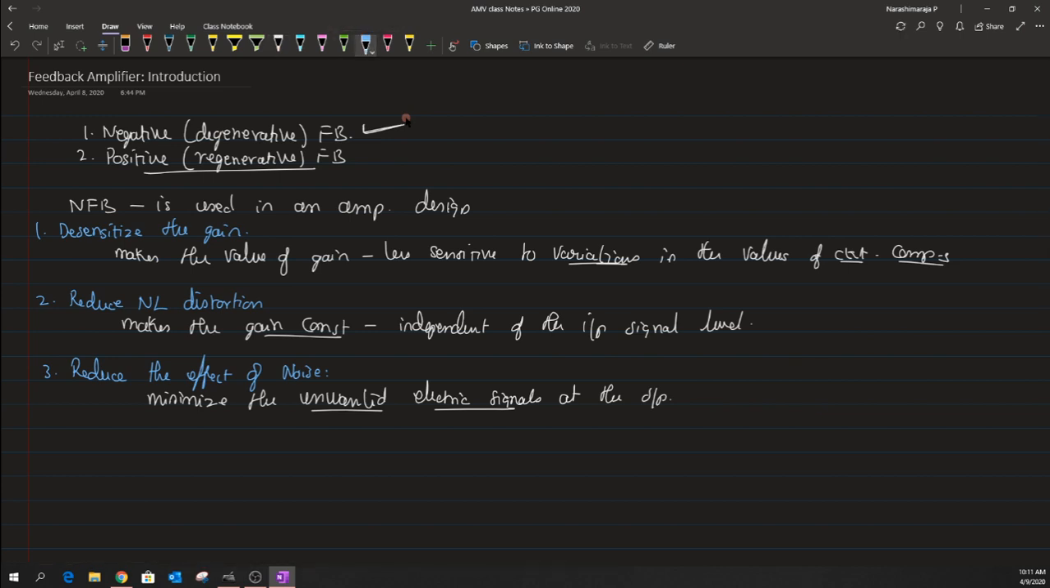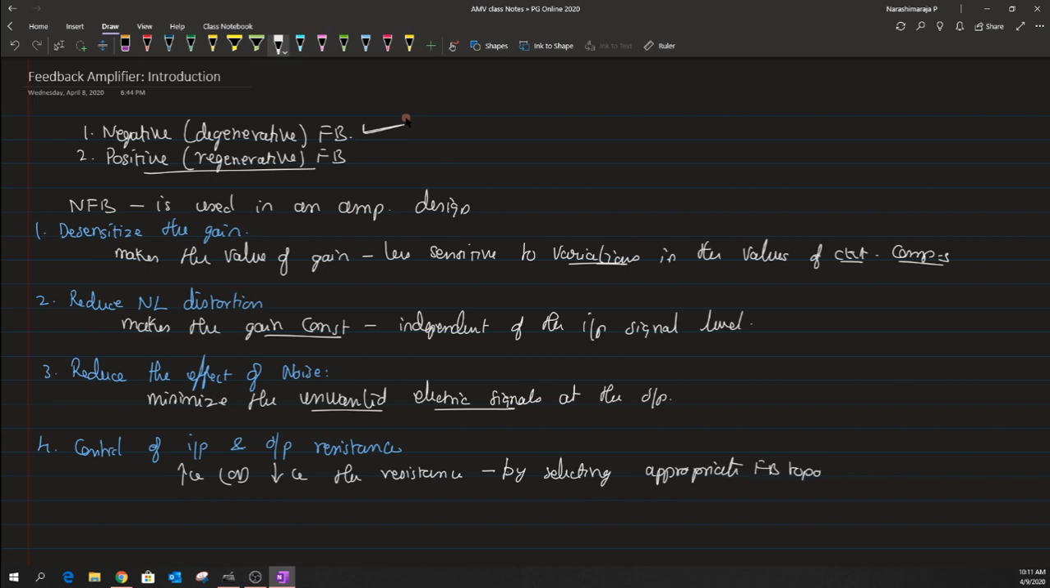And the fourth important property that it brings to the circuit is the control of the input as well as the output resistances. What it really means is that we can either raise or basically increase or decrease the resistances, and these resistances can be classified either as input resistance or output resistance, and one could either raise or lower those resistances by selecting appropriate feedback topologies. So based on the topologies that have been employed, the normal amplifier input resistance and the output resistance can be either increased or decreased. So that is what it means over here.